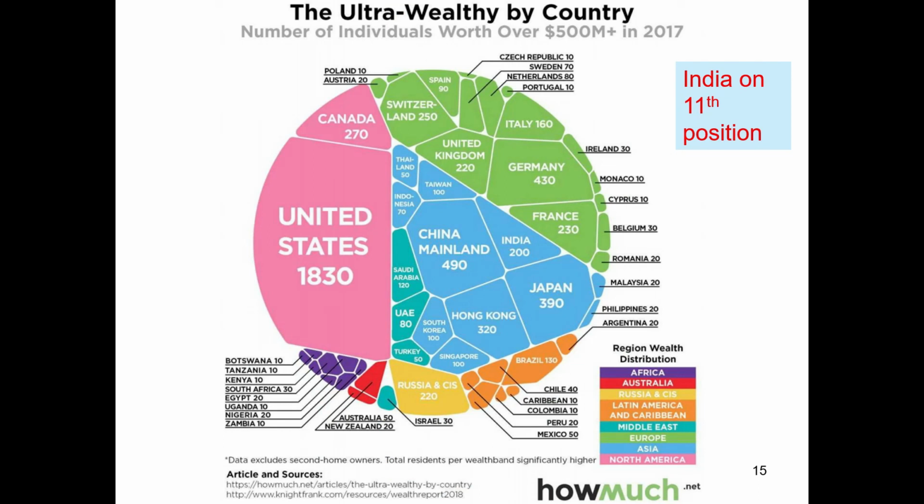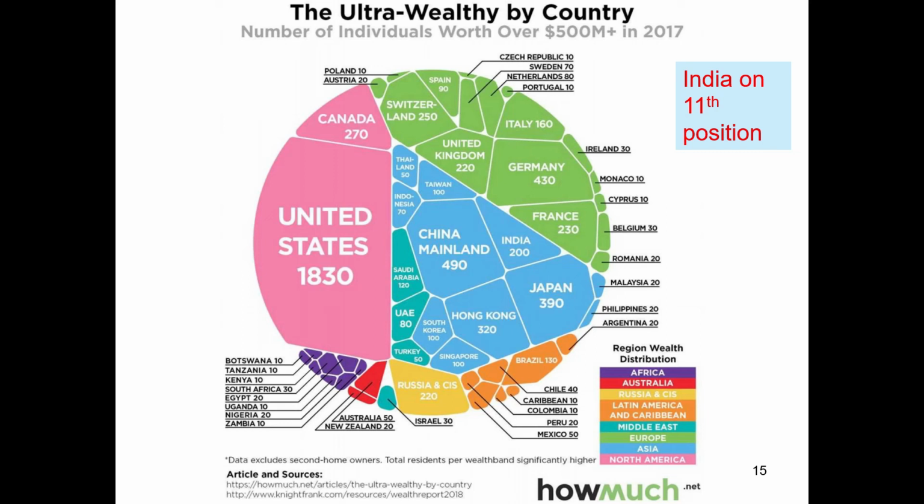Ultra wealthy by country. Just see. Number of individuals worth over $500 million plus in 2017. Here India is in the 11th position. In India there are 200 individuals who have a worth over $500 million plus.